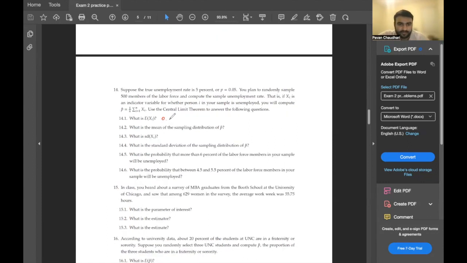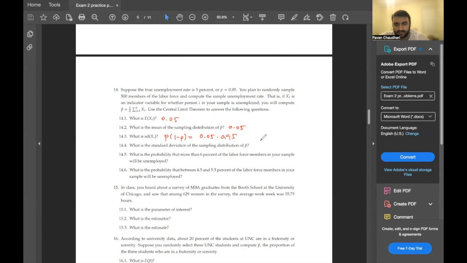So the expected value of xi is the unemployment rate, which is 5%. And this, as we talked about before, the mean of the sampling distribution, P hat, because it's like the sample mean, is going to have the same expected value, the same mean as the original variables. The standard deviation of xi, for Bernoulli, is going to be the square root of p times 1 minus p, which is 0.05 times 0.95.